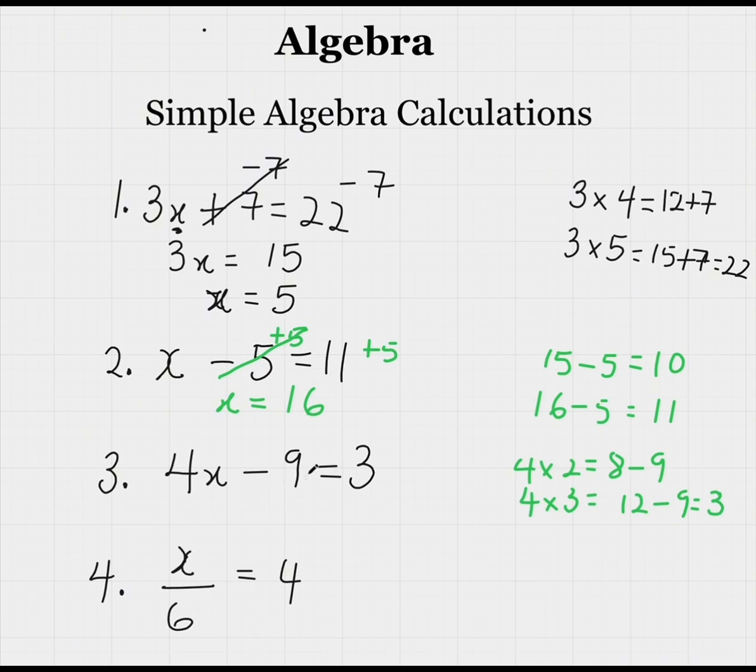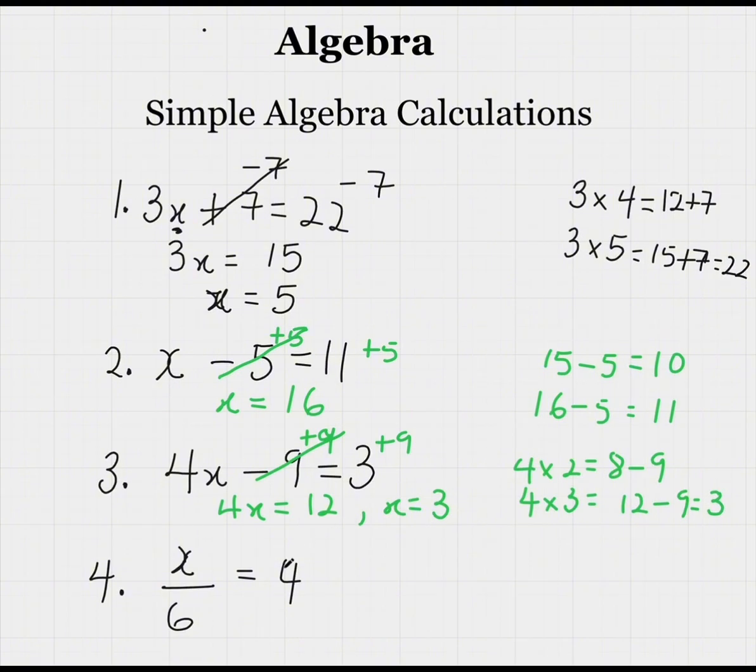Or if you want to use the opposite number, we have minus 9 here. So the opposite of minus 9 will be plus 9. And whatever you do on the left hand side, you do the same on the right hand side. And so this will get rid of that here. And then we have 4x is equal to, that will give us 12. And now you ask yourself, what times what number gives you 12? And that number is what? 3. 4 times 3 is 12.